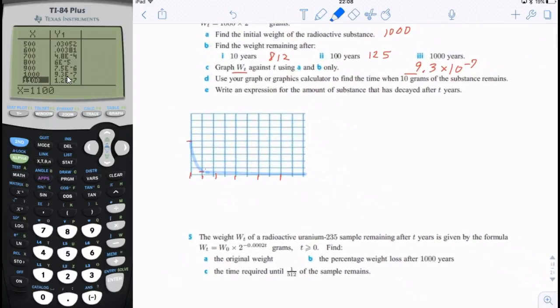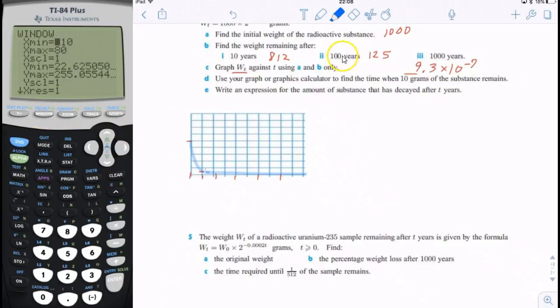Then it says, use your graph or graphics calculator to find the time when 10 grams of substance remain. Since there's so many numbers here, I think the best way to do this is the way I taught you in the last video. So we're going to do a graph, and we're going to look for when it's 10 grams. It's going to be past 100, right? Because in 100 years, it was 125 grams. So maybe I'm going to put 500 years, and then we'll graph.